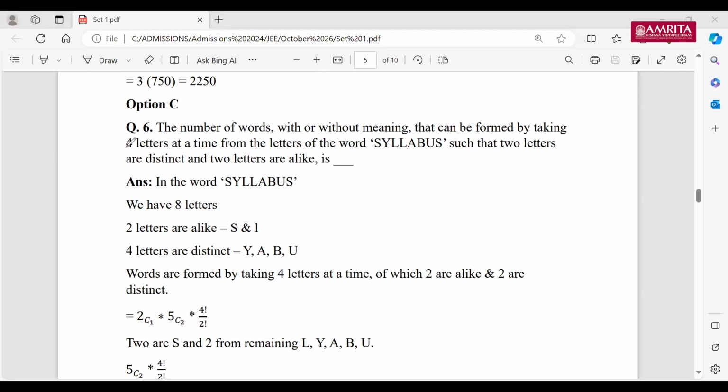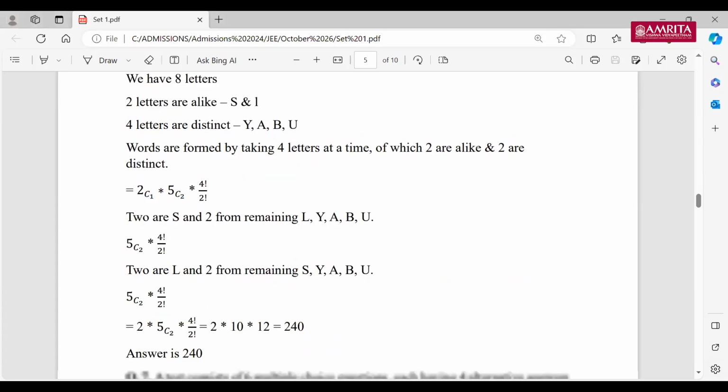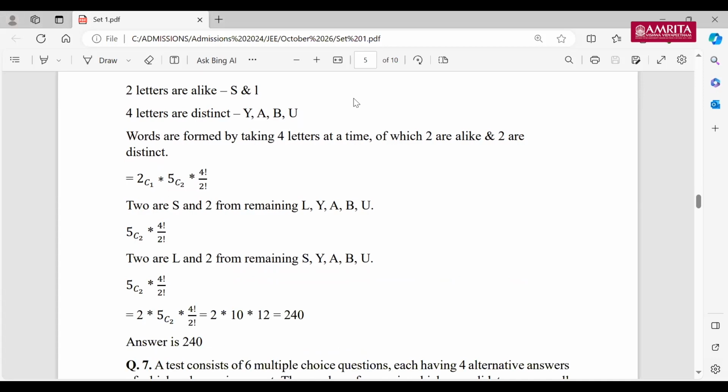Now coming to the answer part, what is highlighted in the question? 4 letters at a time I need to take from the word syllabus, and 2 letters are distinct and 2 letters are alike. You need to consider the statement when you're planning to make the selection. Now the first part is, when you're taking these 2 as alike, anyone can come, right? Anyone from that part can come. So it will be 2C2, 5C2 into 4 factorial. It's like the arrangements here.